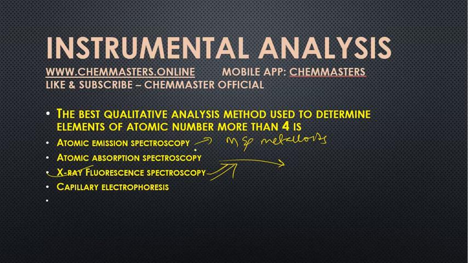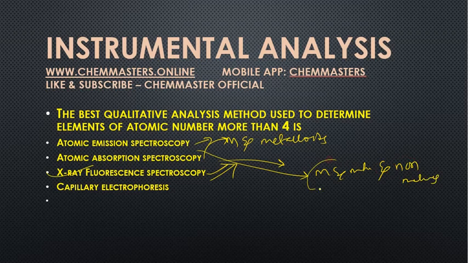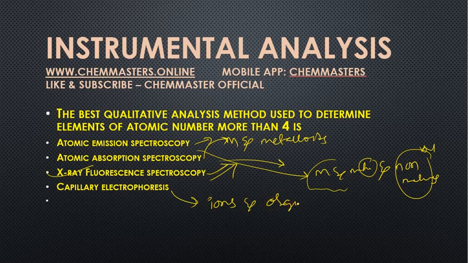Atomic absorption spectroscopy is for metals and metalloids, and atomic emission spectroscopy is for metals, metalloids, and non-metals also. So atomic emission spectroscopy is the best tool for the qualitative analysis of metals, metalloids, and also non-metals. Now, capillary electrophoresis is the best instrumental method for the qualitative analysis of ions. Can you give the examples? Inorganic ions and organic ions.